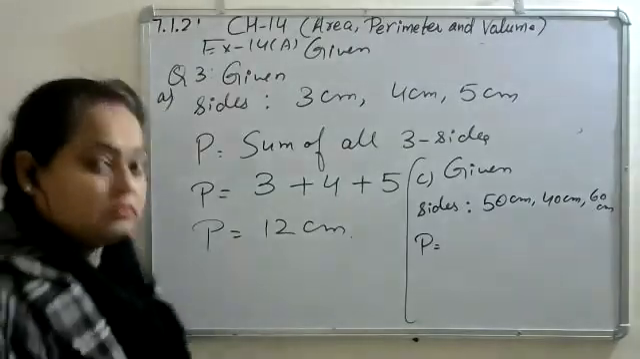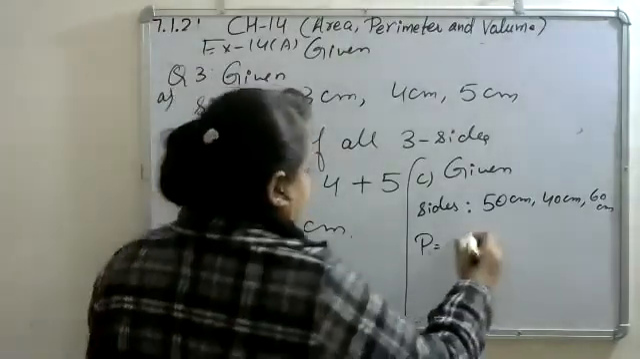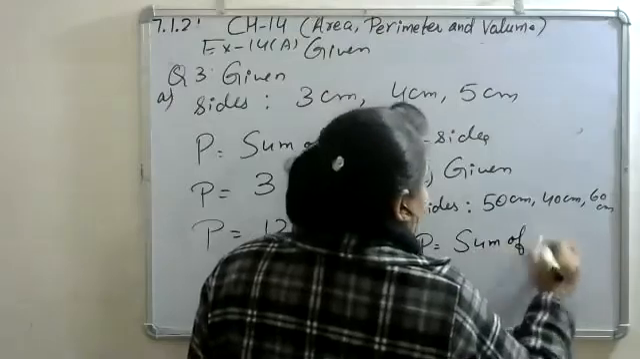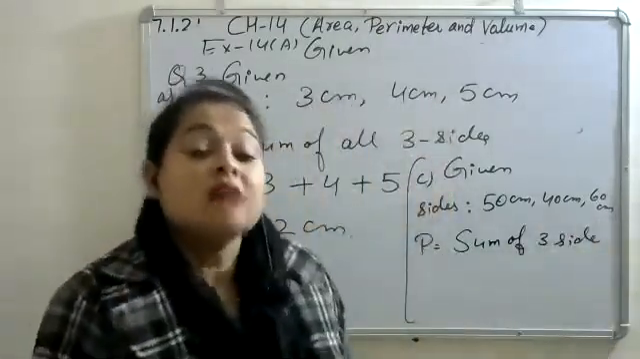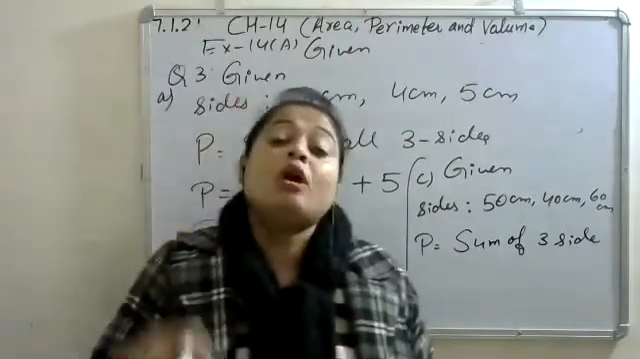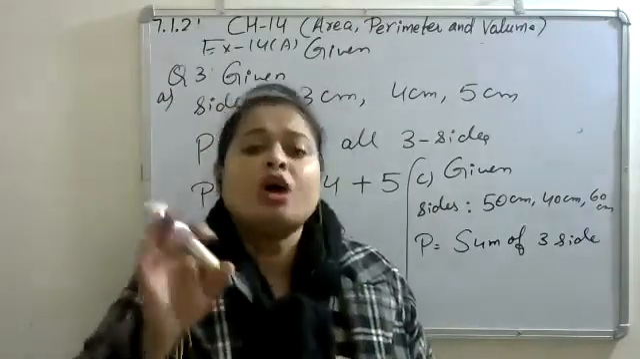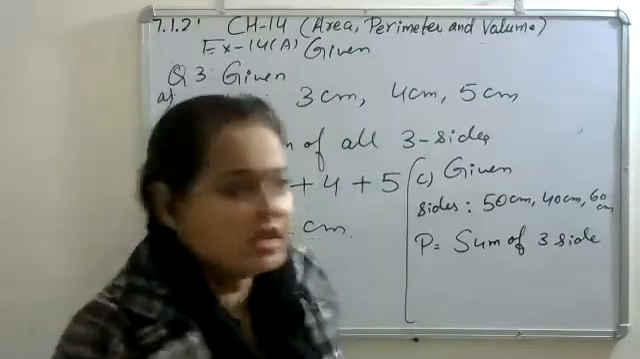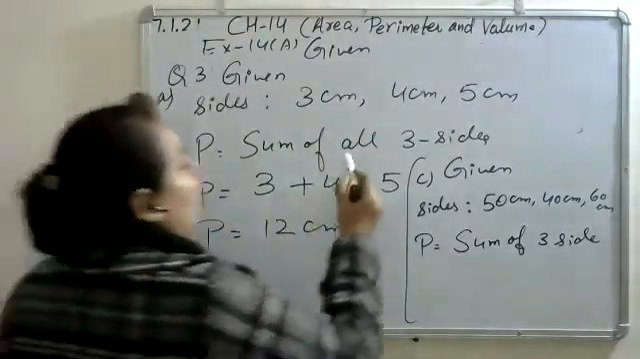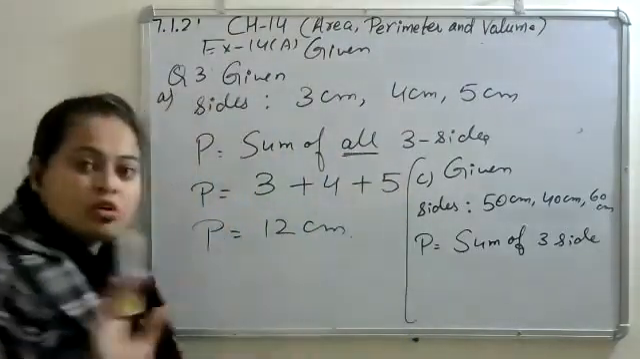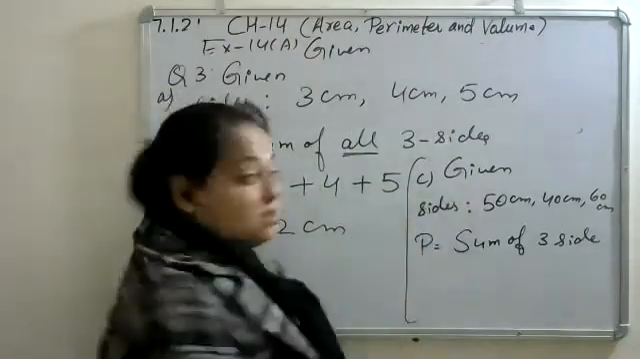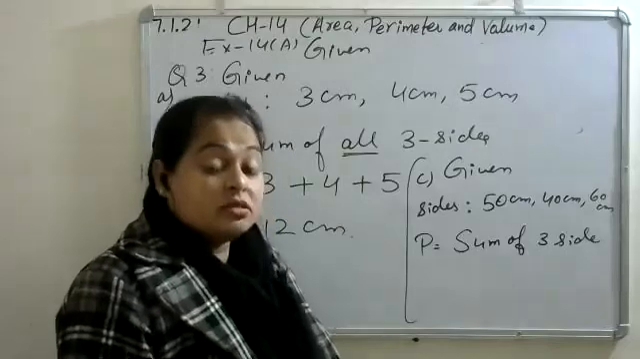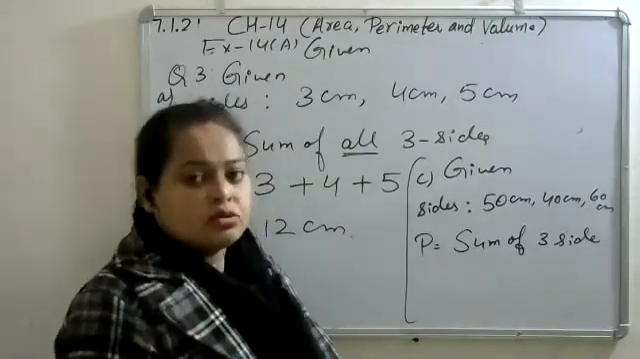Formula, sum of 3 sides. Sum of all 3 sides. Your wish, write anything. There is no compulsion कि आपने यहाँ पे all use करना है. There is no compulsion. You can write sum of all 3 sides, or sum of sides only. So your wish.